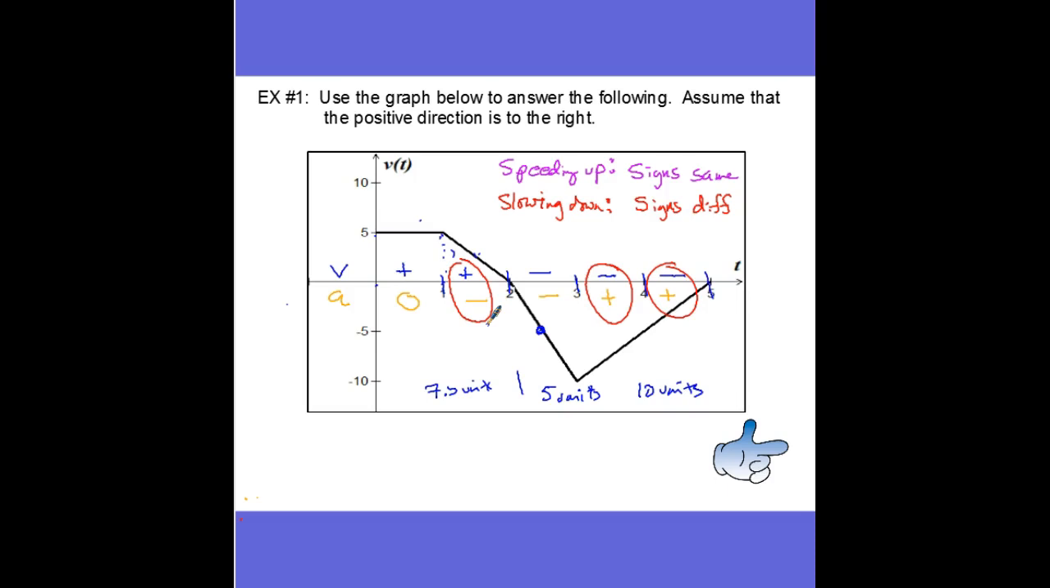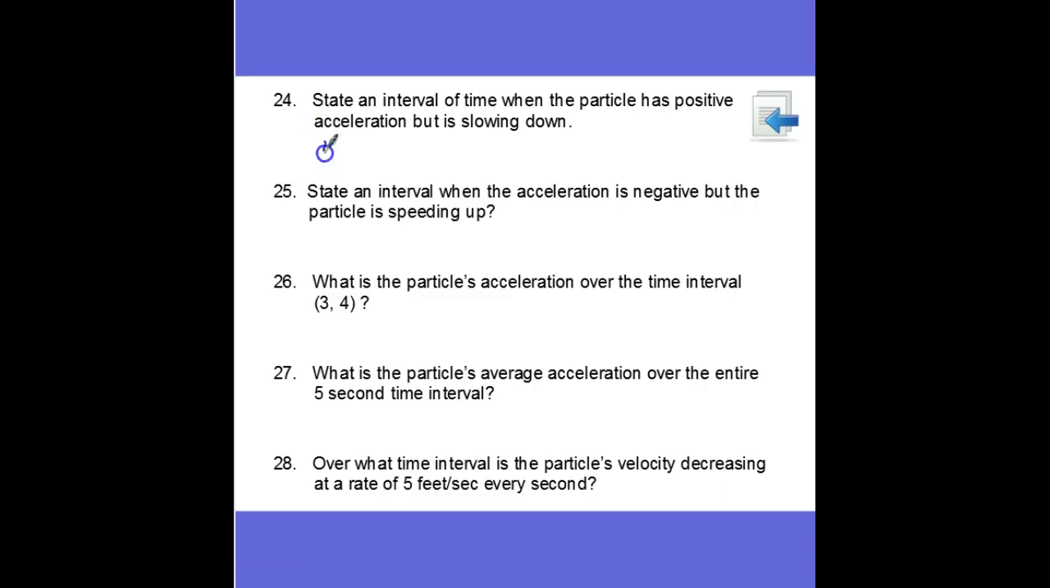And so that happens from 3 to 4 and from 4 to 5. And so continuously on this interval from 3 to 5, we have this situation. So again, we need a positive acceleration and a negative velocity. And that's going to happen when 3 is less than t.